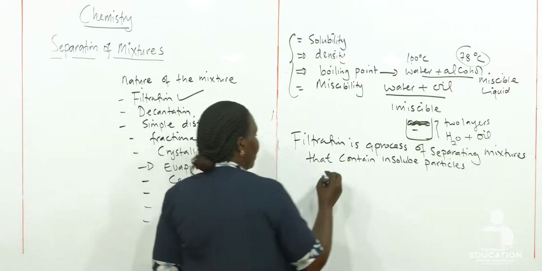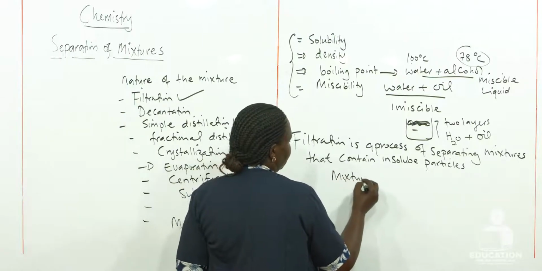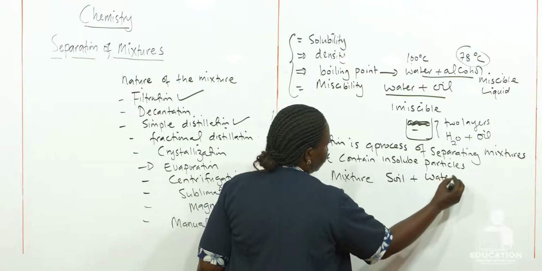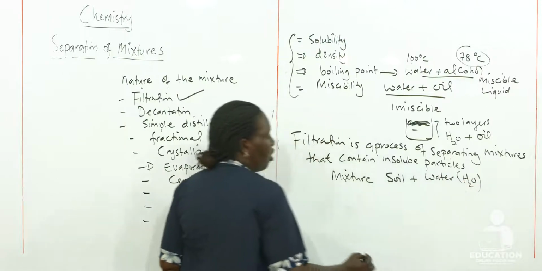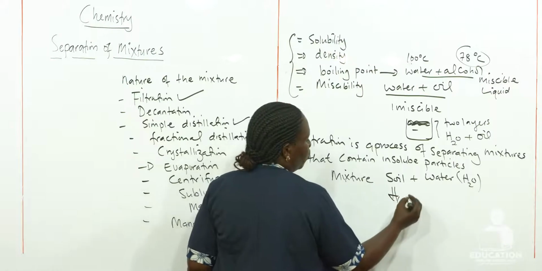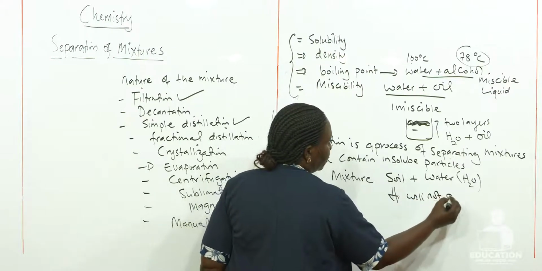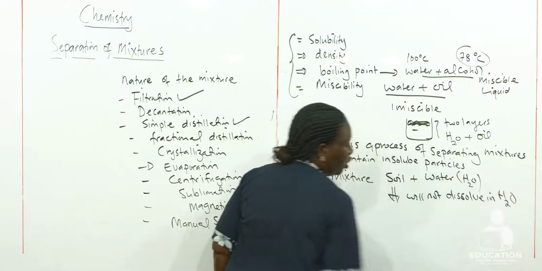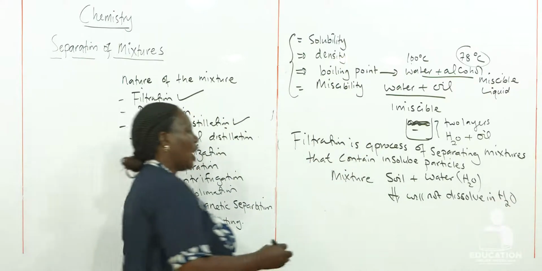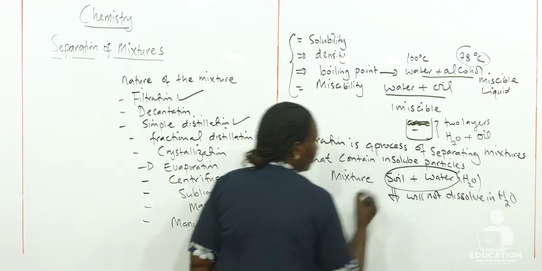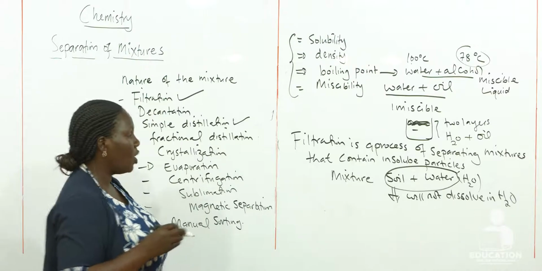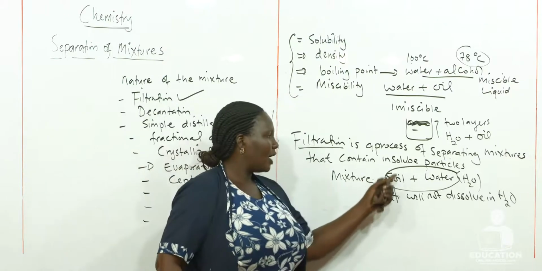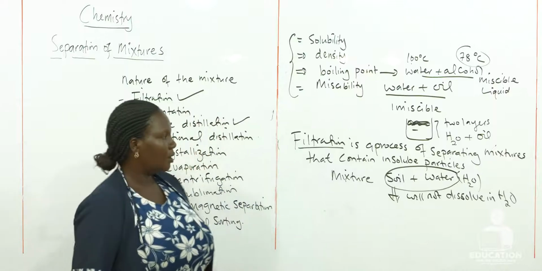Like for example, we have a mixture of soil plus water. So we know that soil will not dissolve in water. But if we have soil and water mixed together, and we want to separate the water from the soil, we use filtration, because the solid particles are insoluble inside the water substances.